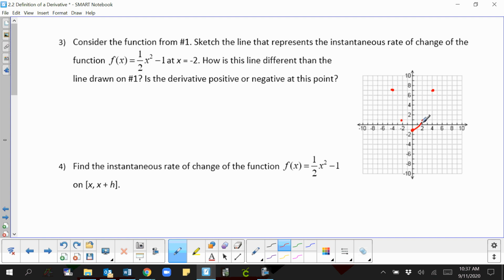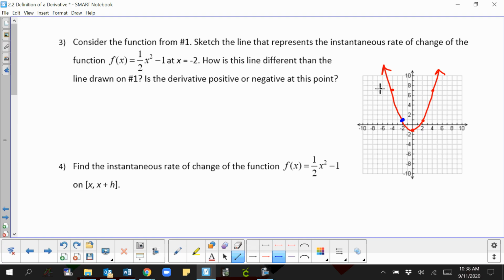I'm not great at drawing these on my tablet here because I can't actually see what I'm writing. So that one's not too bad. And I'm trying to find the instantaneous rate of change at -2 right here.